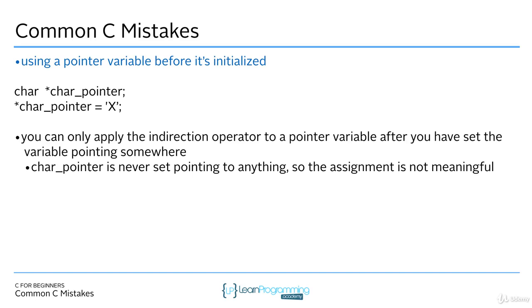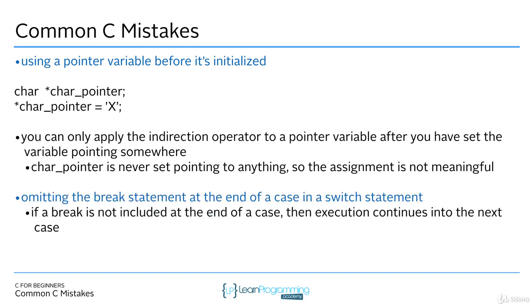You can only apply the indirection operator, which is the asterisk before, to a pointer variable after you have set the variable pointing somewhere. Right now it's null. It's not pointing anywhere because you didn't allocate any memory. So the char pointer is never set to point to anything, so the assignment is not meaningful. This would actually cause a segmentation fault.